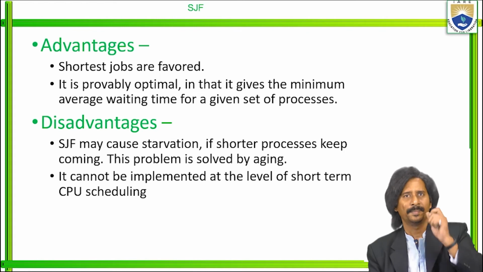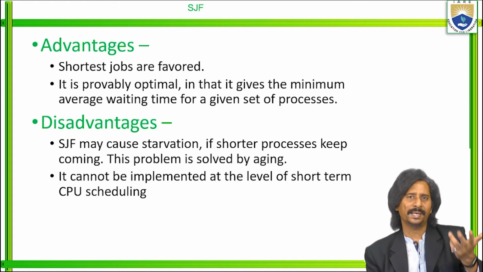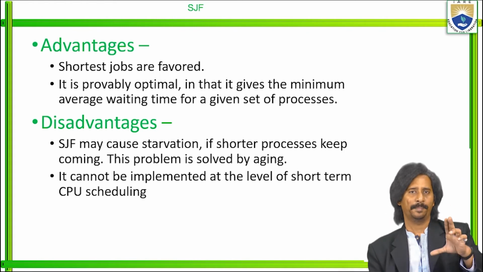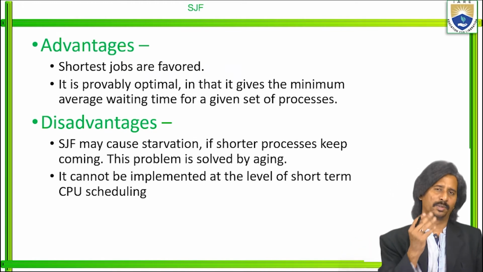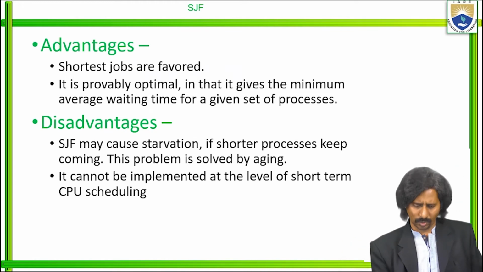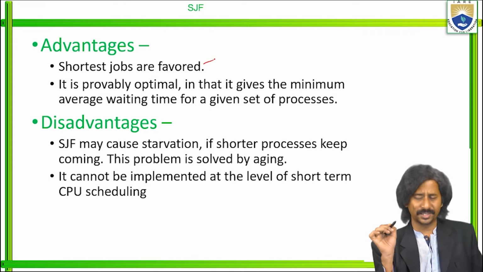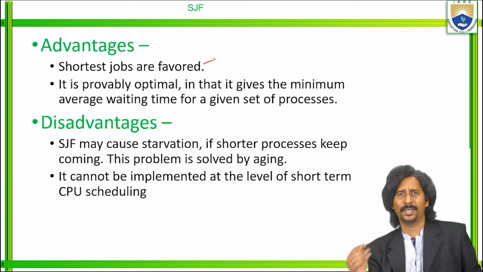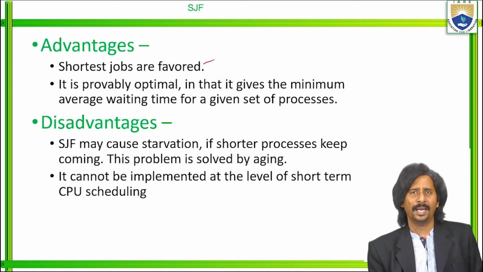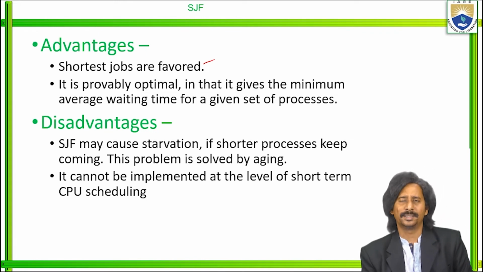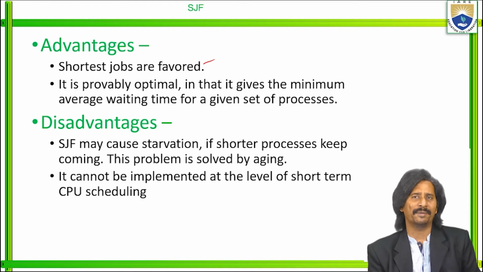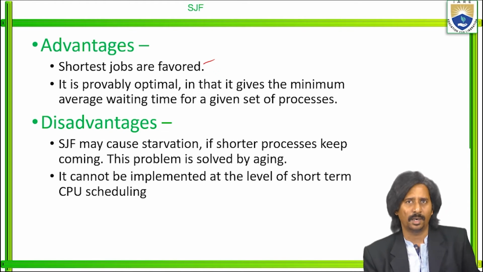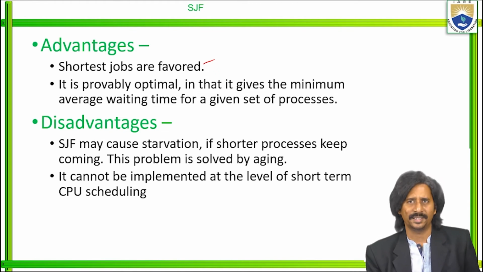What happens here? In case of SJF, each and every time the processor rechecks the burst times. Based on that, it executes the process having the least burst time first. So the basic advantage is shortest jobs are favored when compared to the remaining algorithms, and it is probably optimal in that it gives the minimum average waiting time for a given set of processes. So these are the advantages.